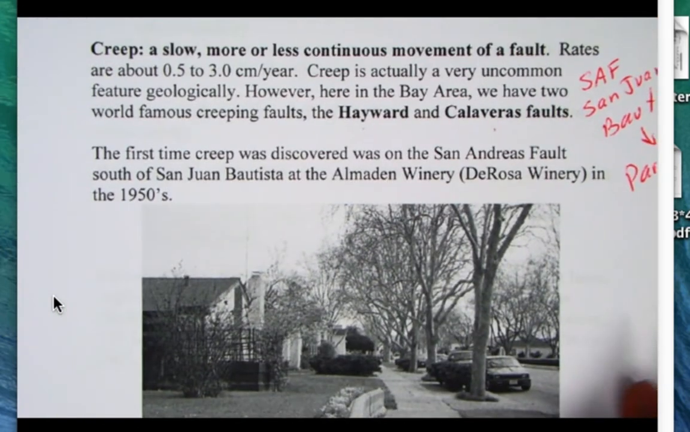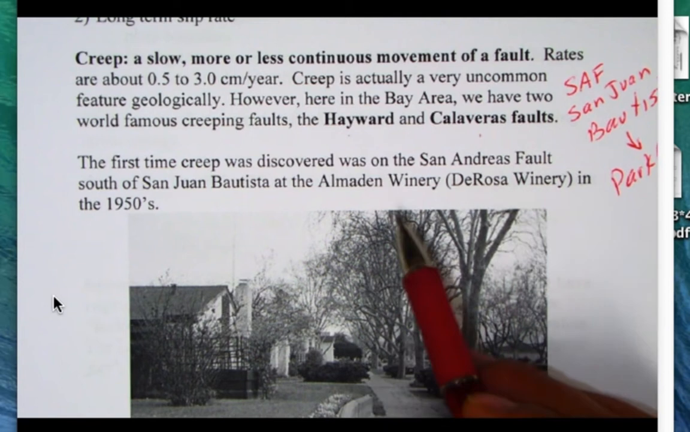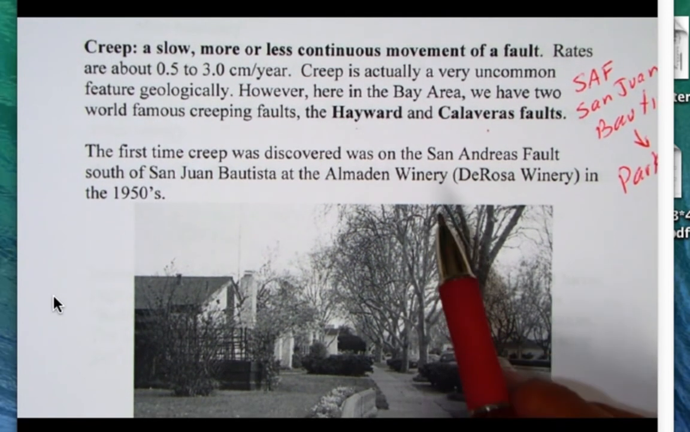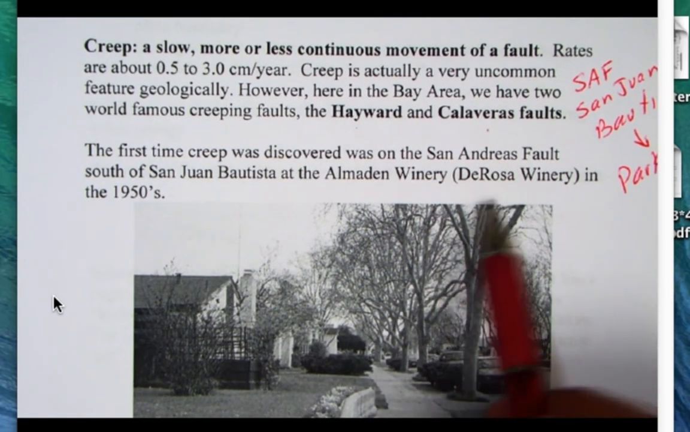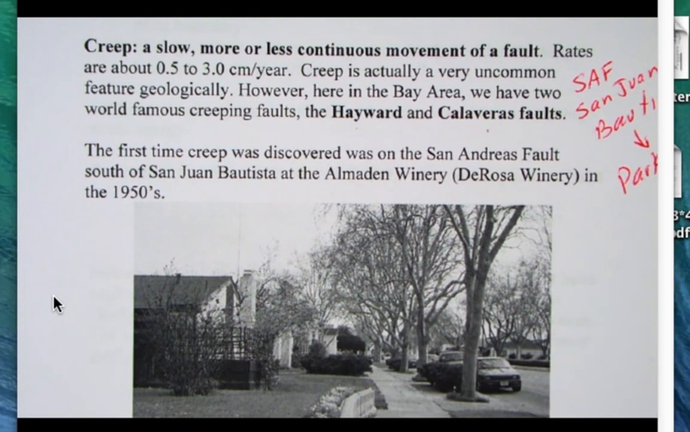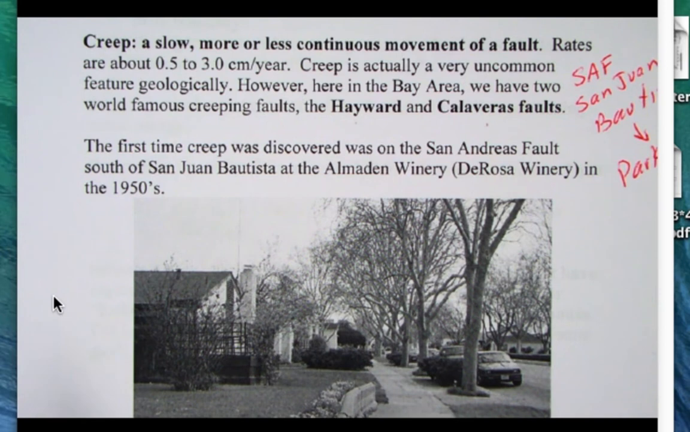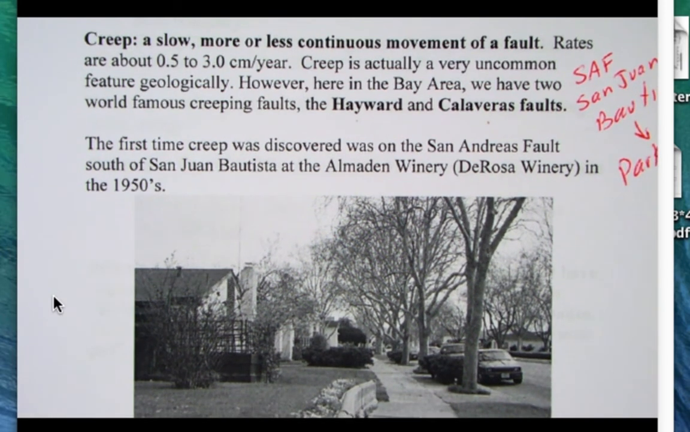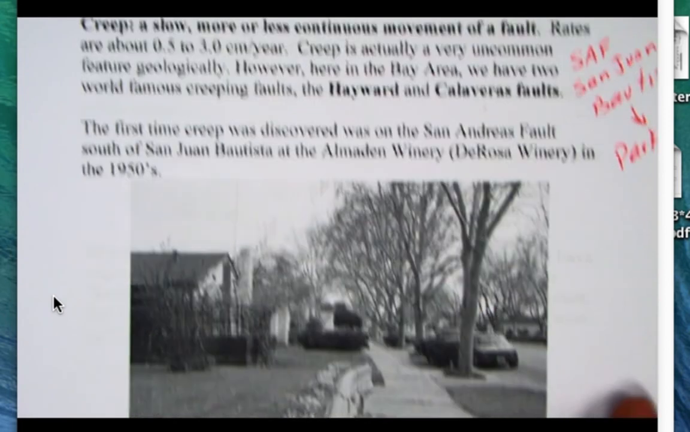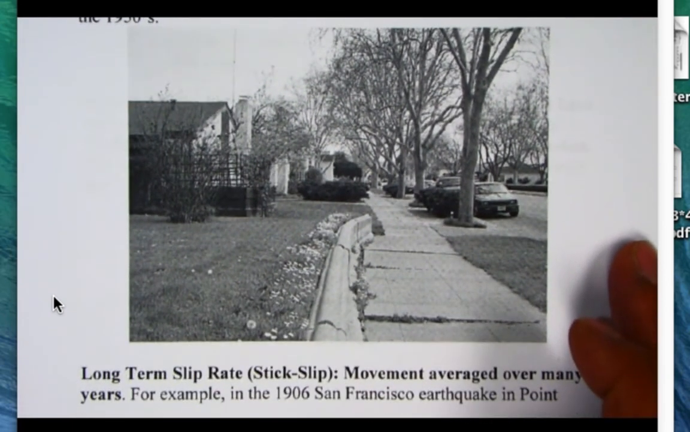Now, in fact, on that section, there's a winery there south of Hollister, San Juan Bautista, called the De Rosa Winery today. But back then, it was called the New Albanin Winery. And in the 1950s, it was first discovered because this winery is built on the fault, and the building is literally being cracked in two. And here's an example of some creep motion.